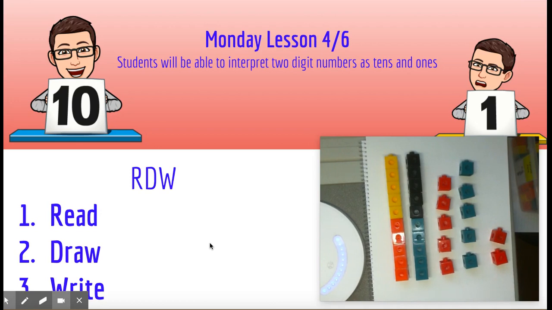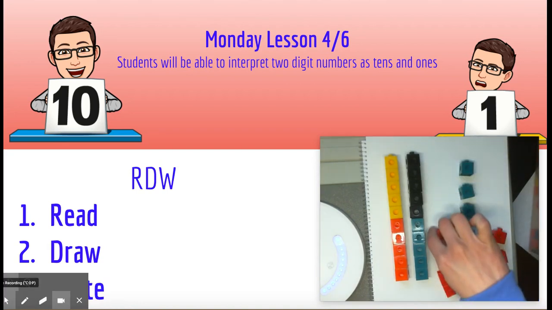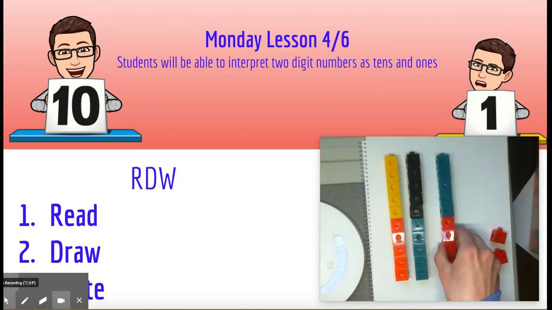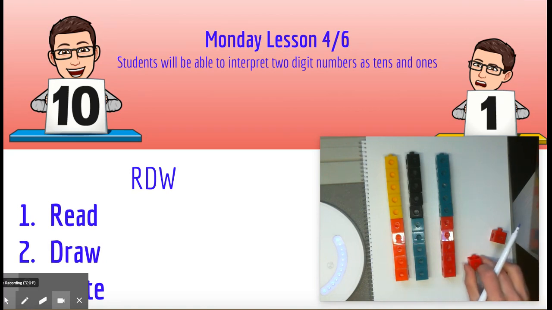Do you see something that I could do that would make this problem easier? If you said put these 10s together as a 10 stick, kiss your brain. So we're going to take these 5 red cubes and these 5 teal cubes and put them back as a 10 stick. So now we can count by 10s. 10, 20, 30, 31, 32. Great.